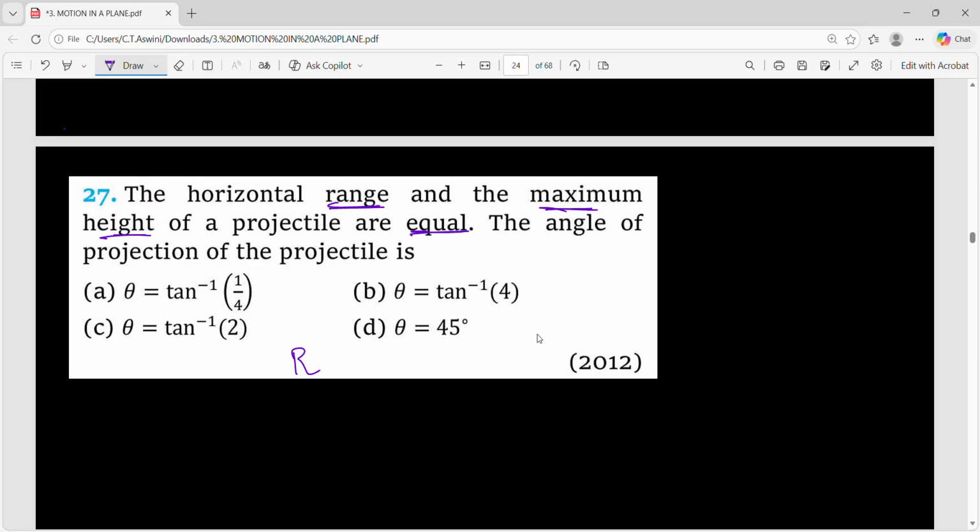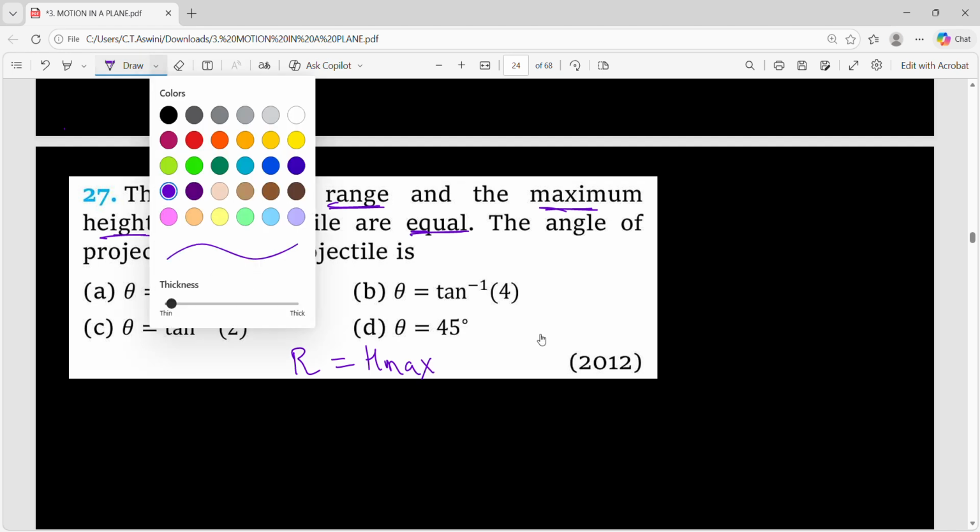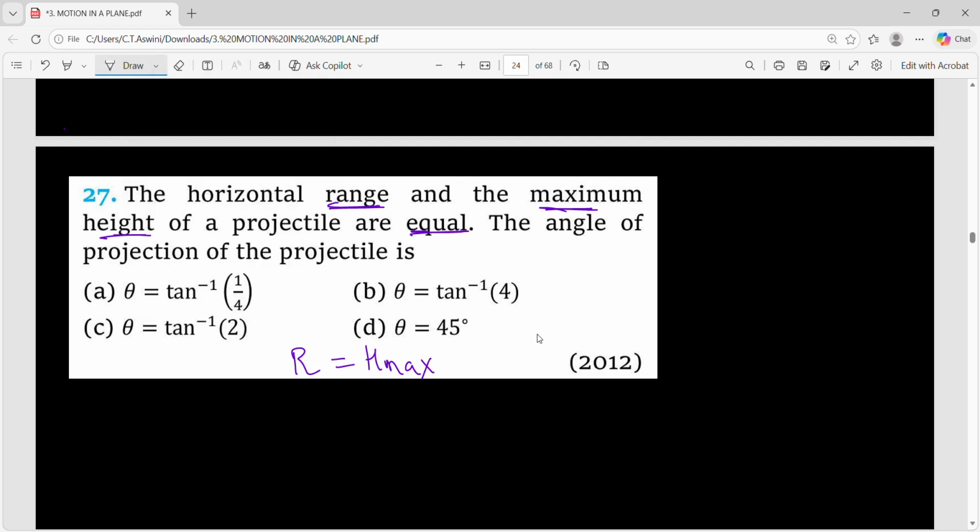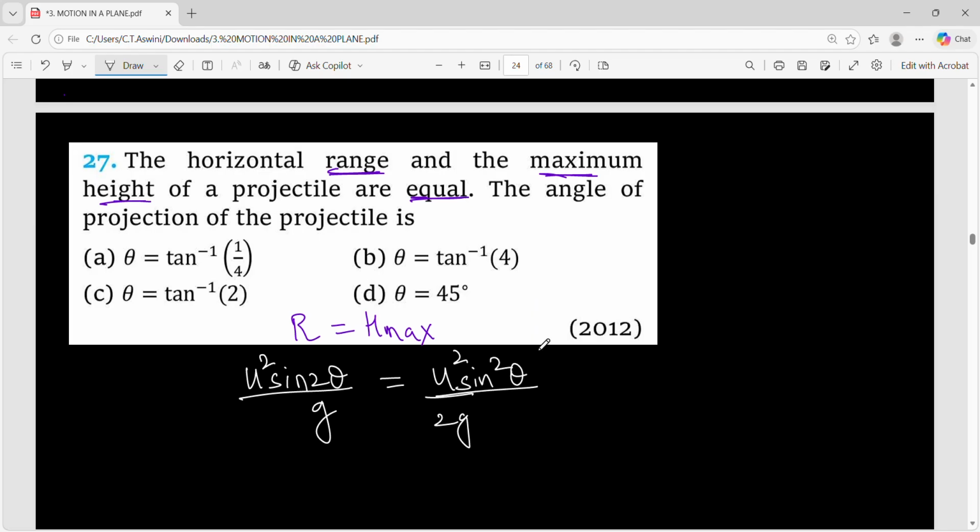Horizontal range R is equal to the maximum height of the projectile. So just substitute the formulas. Range is what? u square sine 2 theta upon g. Maximum height is u square by 2g. But which u square do you have to take? u y. So u square sine square theta by 2g.